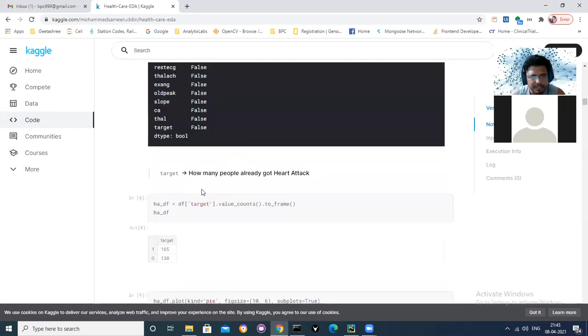Okay, now target means how many people already got heart attack. So target is the variable which says how many people already got heart attack.